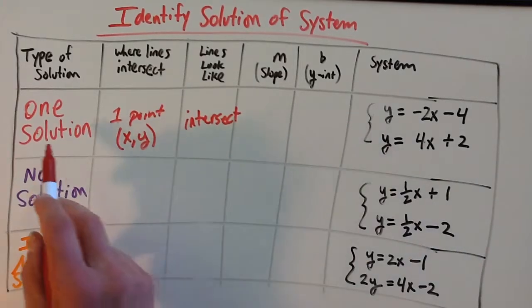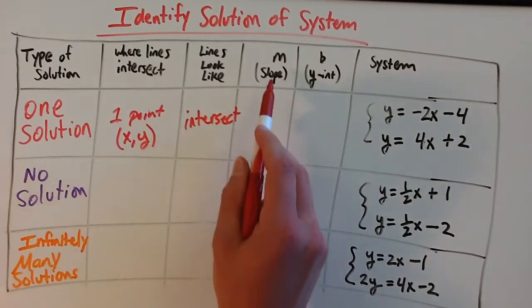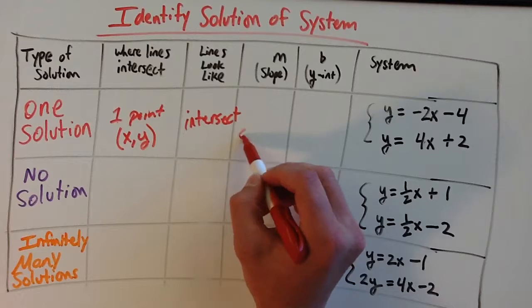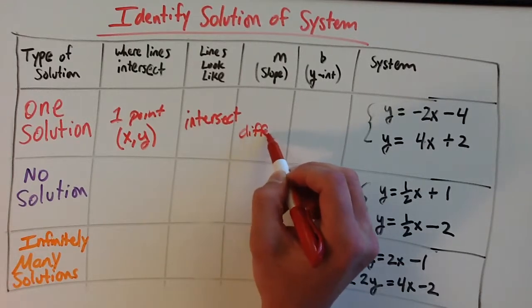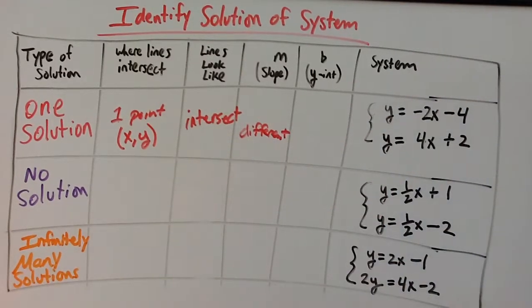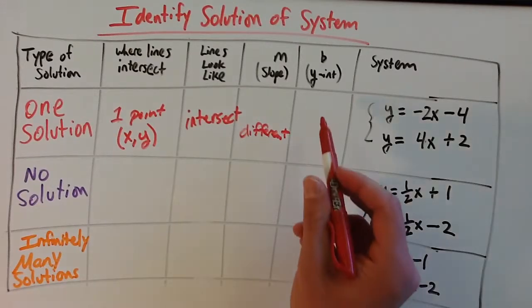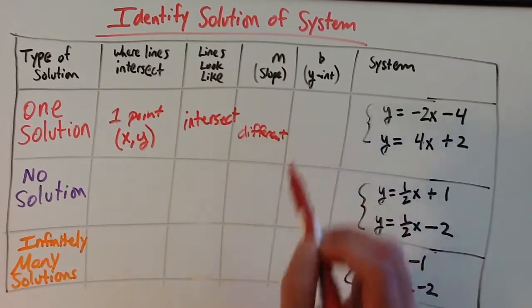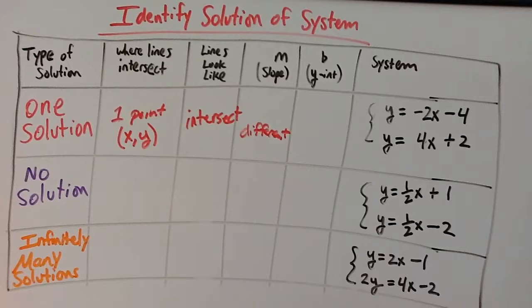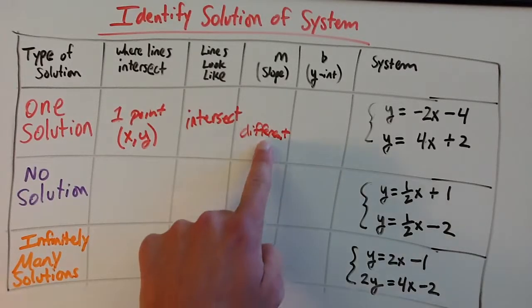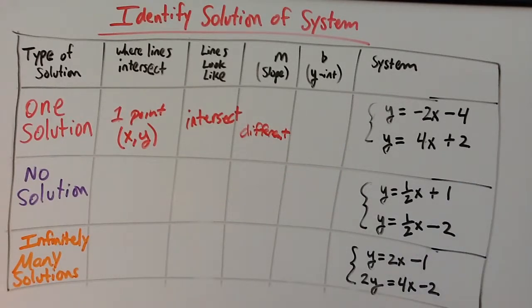And so if there is one solution to the system, the slopes are different. If the equations have different slopes, there is only one solution. The b, or the y-intercept, can be the same or different. But the main thing is, if they have different slopes, one solution.